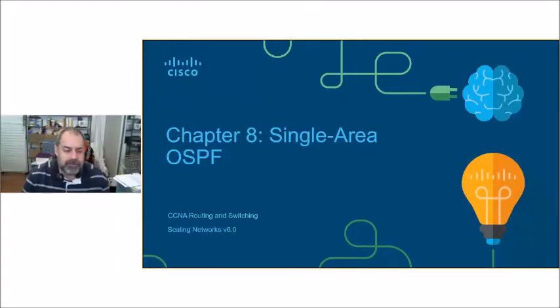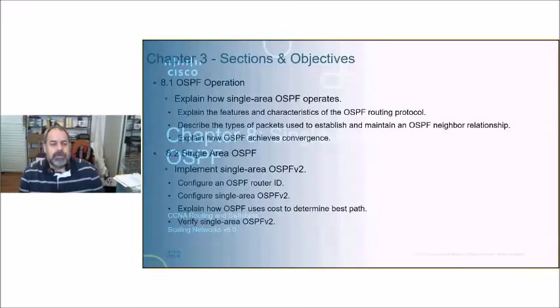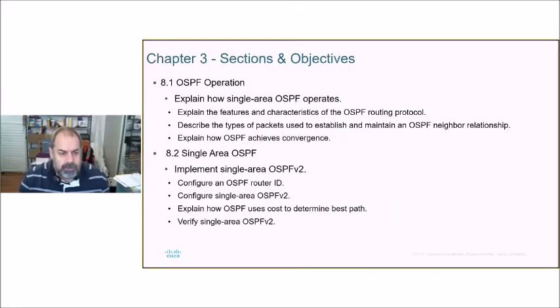We are up to Chapter 8 of Scaling Networks, and so it's Single Area OSPF. Alright, so we're going to look at the operation of OSPF, so we'll look at the features and characteristics, what type of packets it sends, and how OSPF achieves convergence. We'll look at Single Area OSPF in particular, and so we'll look at configuring router IDs and how to configure Single Area OSPF, and we'll look at how OSPF uses cost to determine the best path. And we'll also look at verifying that OSPF is working.